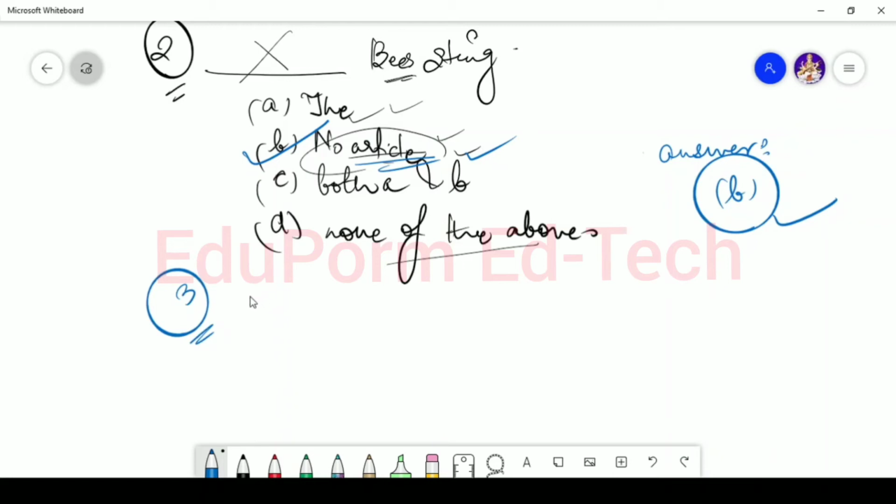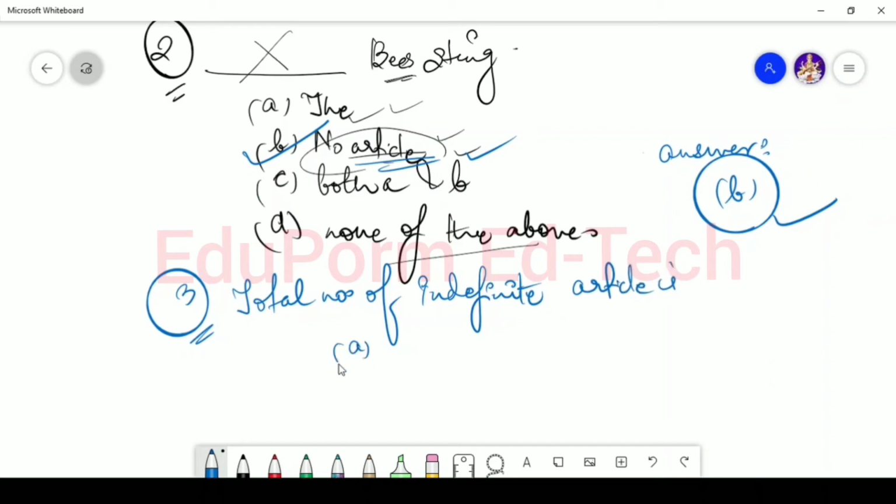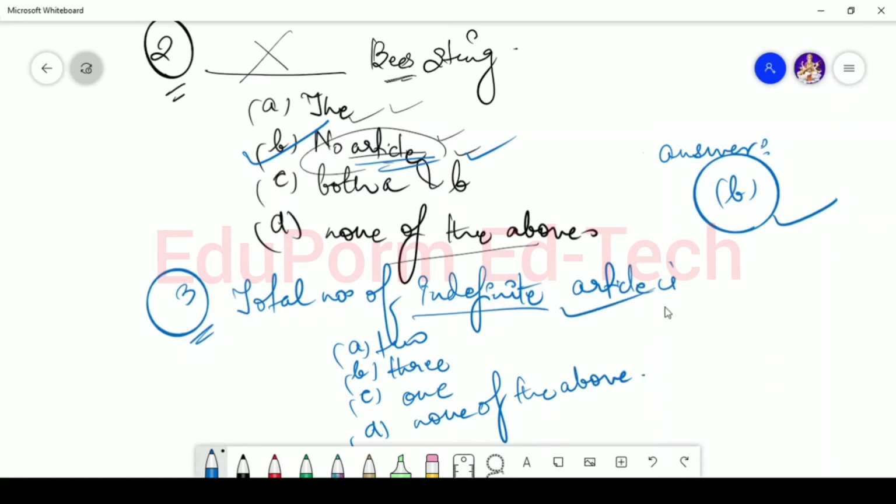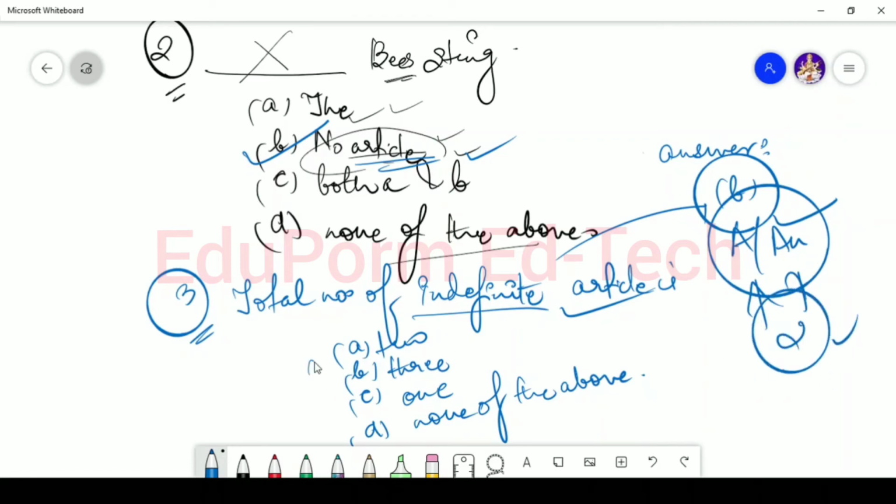Let's see the third question. If the question asks you that the total number of indefinite article is, and they again give you different options like 2, 3, 1 or none of the above. I have already talked about indefinite articles, and the total number of indefinite articles is 2, that is a or an. So there are 1 and 2. Two indefinite articles. So option A is the correct one.